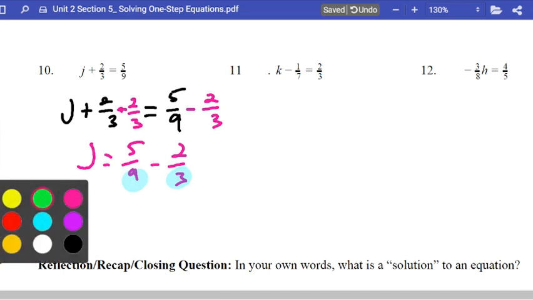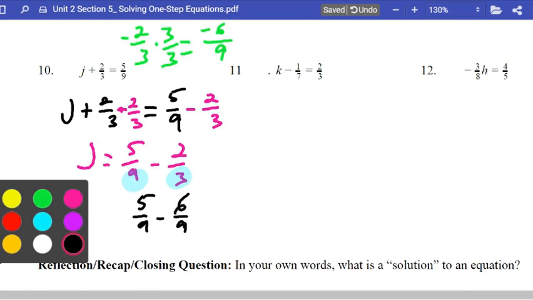Let's take that. I'll go up above here and write negative 2 over 3 times 3 over 3, so that now we can multiply straight across, which is negative 6 over 9. So negative 2 over 3 is the same as negative 6 over 9. So we write this again as 5 over 9 minus 6 over 9. That I can do because they have the same denominator. That's just going to give me negative 1/9 because 5 minus 6 is negative 1.